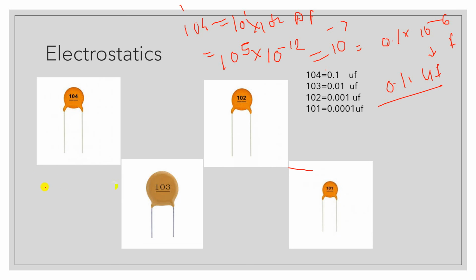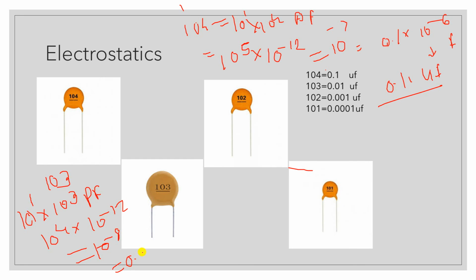Similarly, we can also find out 103, 102, and 101. So what happens in 103? Very simple. It is 10 into 10 raised to 3 picofarad. This is 1, this is 3, so it is 10 raised to 4, multiplied by 10 raised to minus 12. Doing the calculation, it is 10 raised to minus 8. If we rearrange this term, it is 0.01 microfarad. So this is the answer for 103. Similarly, we can also find out 102 and 101.